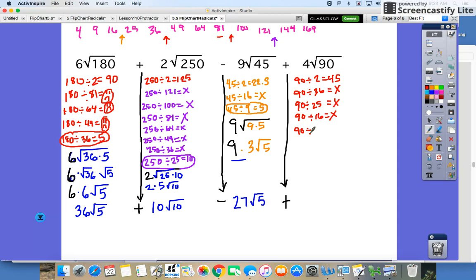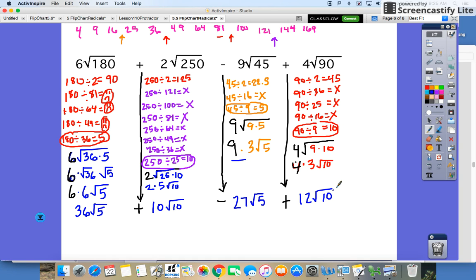Oh, for sure 90 divided by 9 will work. 90 divided by 9 is 10. So we're going to rewrite our radical as 4 square root 9 times 10. So we get 4 times 3 times the square root of 10. And then the last thing we do is multiply the 4 and the 3, so we get 12 root 10.